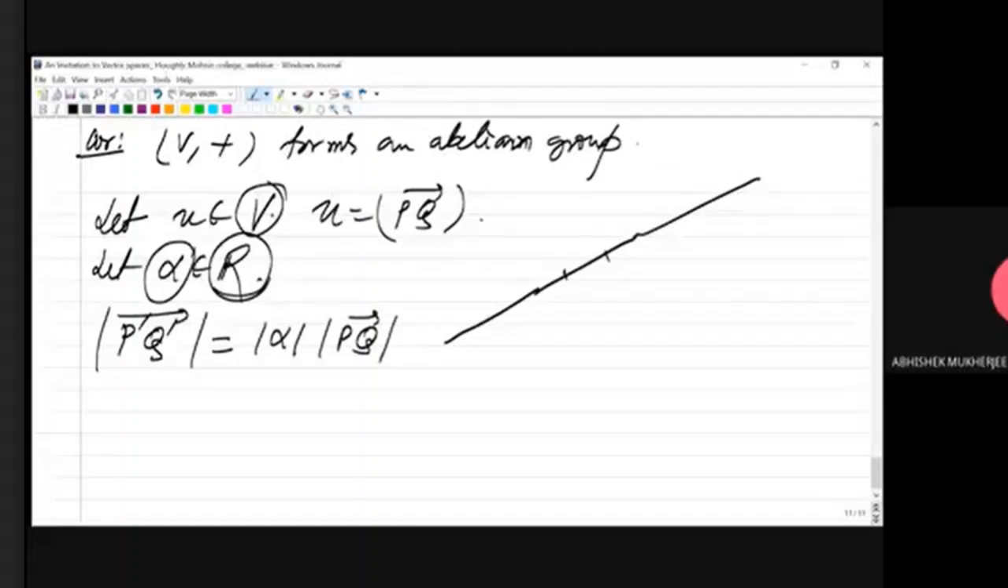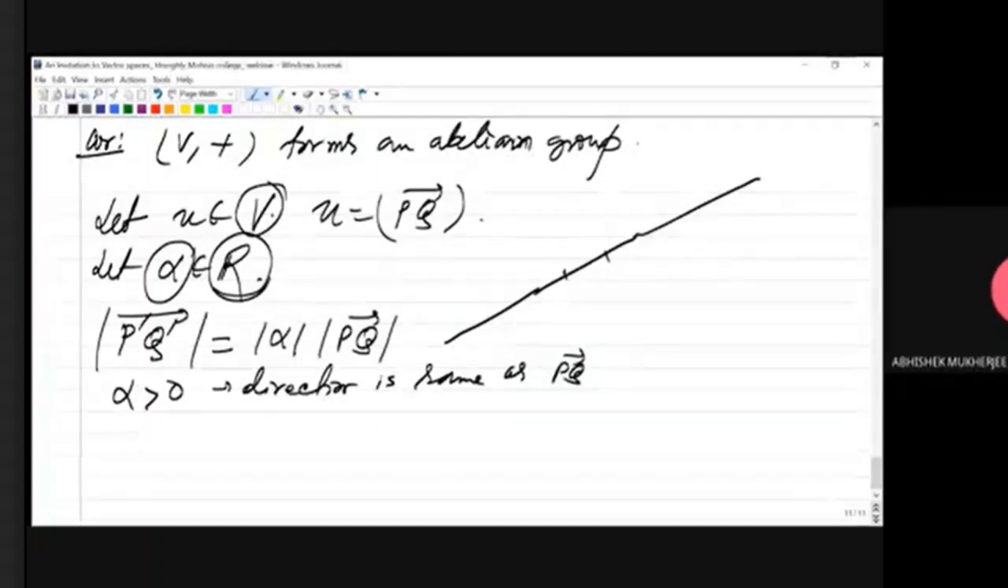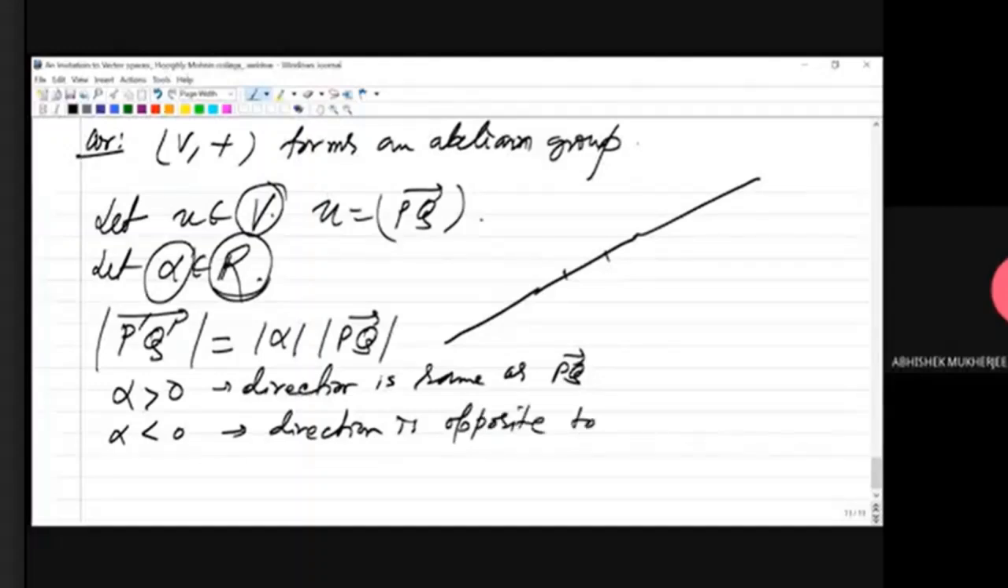And what will be the direction? The direction of P dash Q dash arrow is the same as PQ if alpha is greater than 0. The direction is the same as that of PQ arrow. And if you take alpha negative, then it will have the opposite direction, right? So then the direction is opposite to PQ.